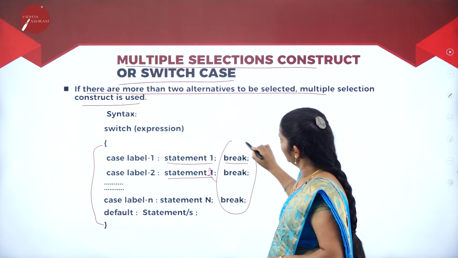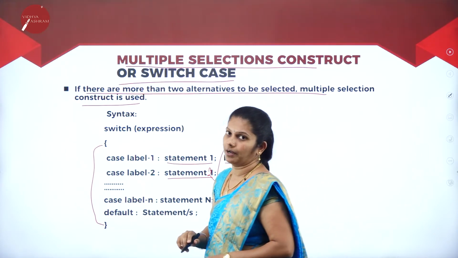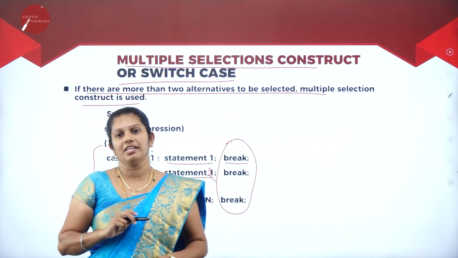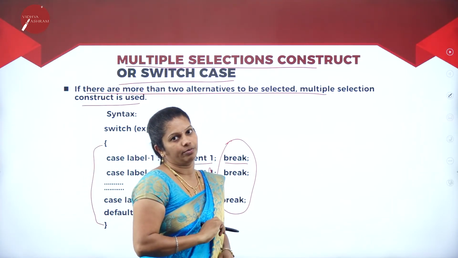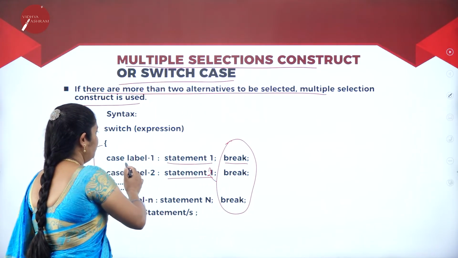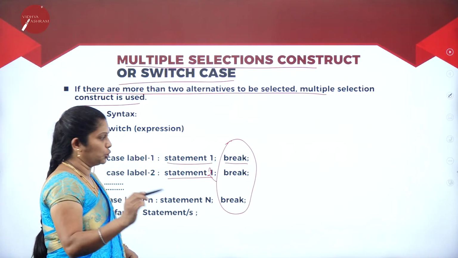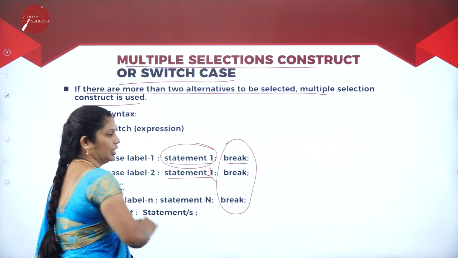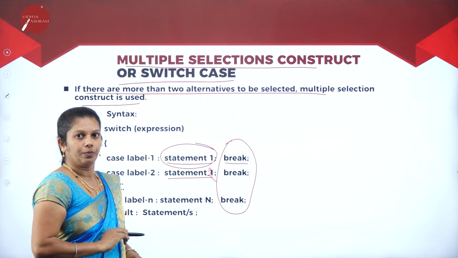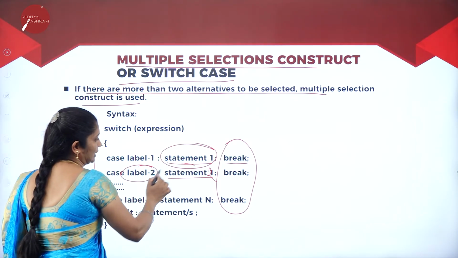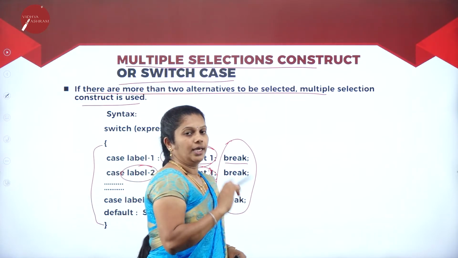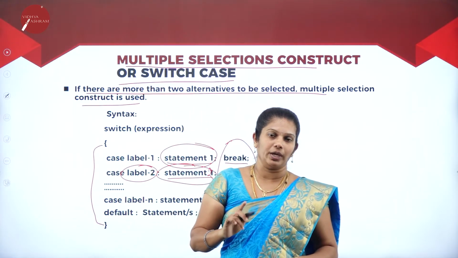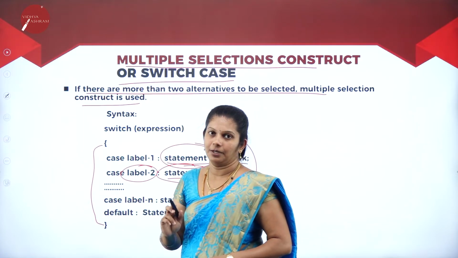If you observe here, we have used the break statement. What is the use of this break statement? This break statement helps to come out from the loop. For example, if the case label is equal to 1, only this statement will execute, then it will come out from the loop. Or if the label is 2, only the second statement will execute, then it has to come out from the loop. It means that there is a difference between the break and exit commands.